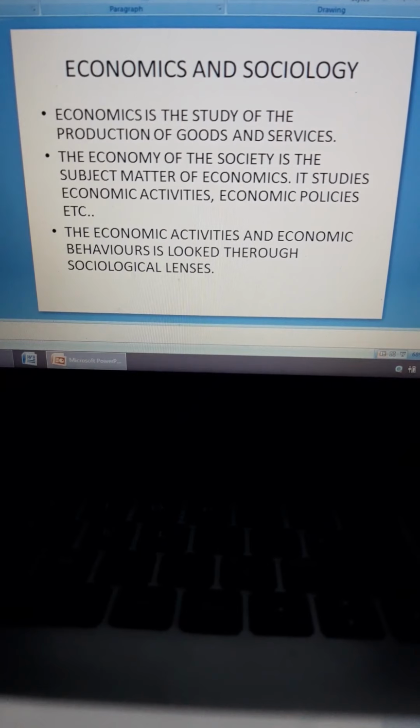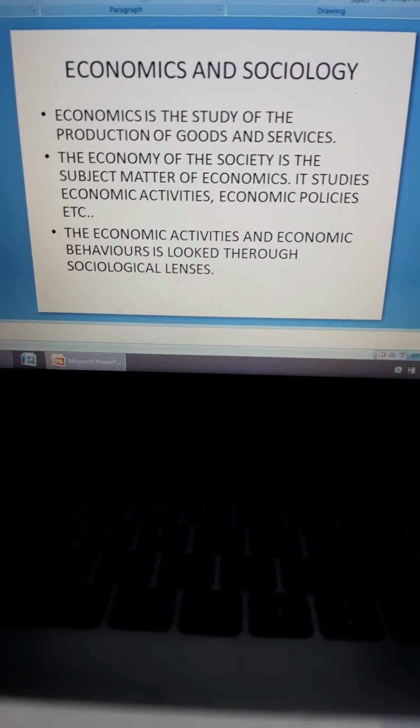We study the way money is made, the way GDP is increasing or decreasing in our country. It studies economic activities, economic policies, etc. So economics studies the different sectors of activities that contribute to the economy of the country. It studies economic policies. The economic activities and economic behaviors are looked at through the sociological lens.